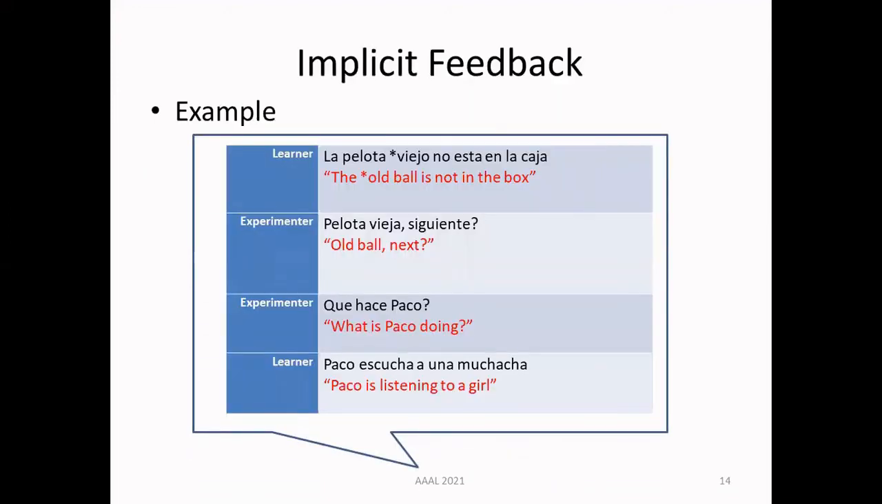The implicit feedback provided was partial recasts, reformulating only the erroneous segment of the learner's utterance. And you can see an example here where the experimenter gives implicit feedback on a gender agreement error. The experimenter prevented learners from repeating or repairing their original non-target-like utterances after the feedback by directing their attention to something else.